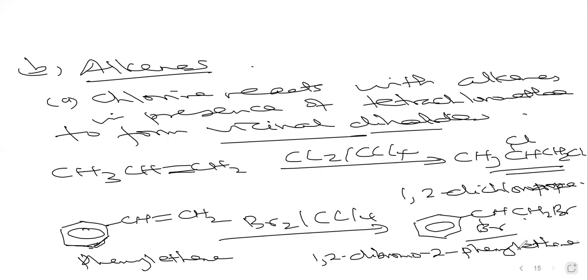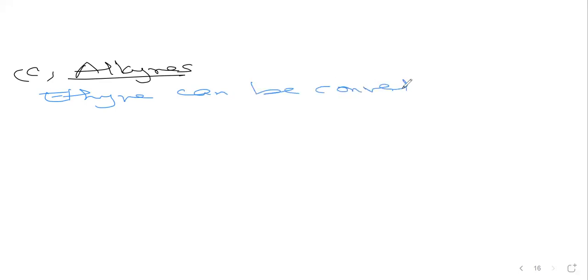We can also get dihalides from what we call alkynes. And for alkynes, we can get both vicinal and geminal dihalides. Let me look at an example. If I have ethyne, it can be converted to a hydrocarbon called 1,1,2,2-tetrahaloethane.